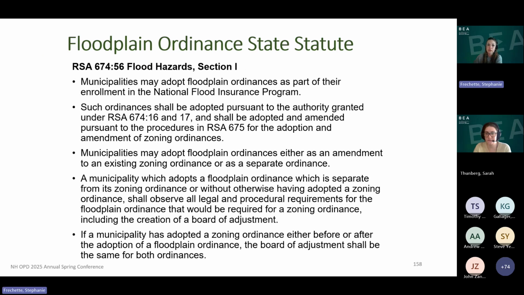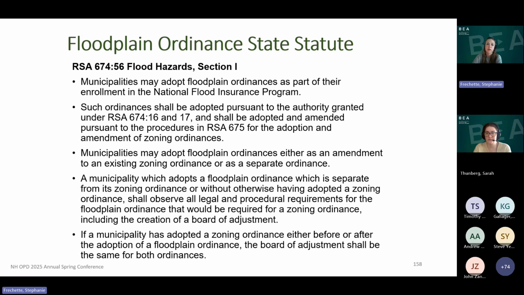We have it in our statute, RSA 674:56, flood hazards, that allows municipalities to adopt floodplain ordinances as part of their enrollment in the National Flood Insurance Program. The statute talks about how the floodplain ordinances are adopted as if they're zoning ordinances under RSA 674:16 and 17.